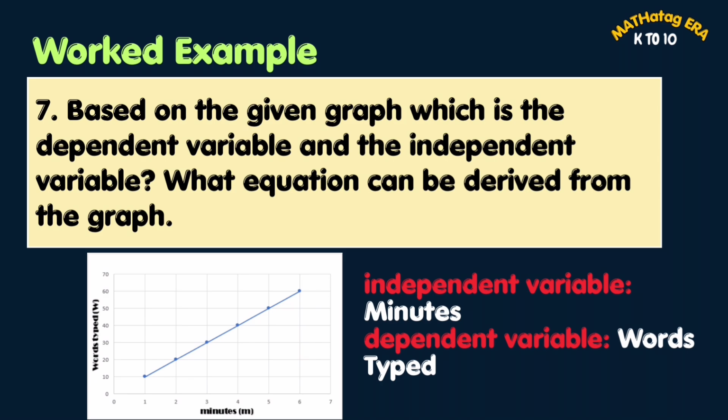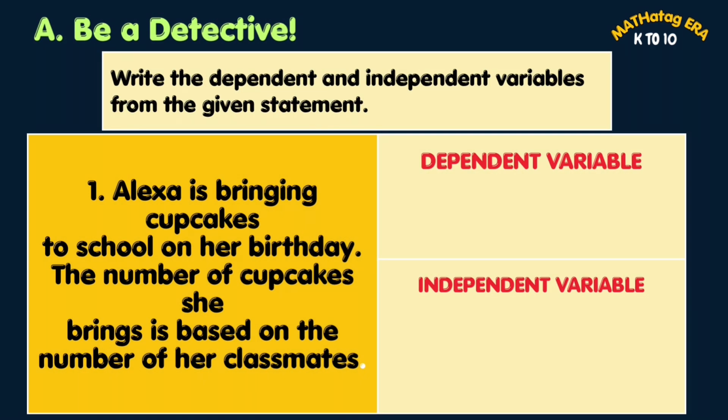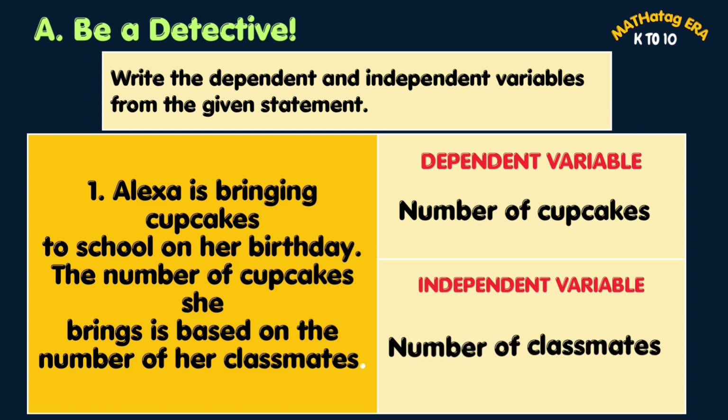So, let us have a lesson activity. Be a detective. You are going to identify the dependent and independent variables. You may pause this video before checking your answers. For number 1, Alexa is bringing cupcakes to school. The number of cupcakes depends on the number of classmates. So what is the independent variable here? It is the number of classmates. And the dependent variable is the number of cupcakes.